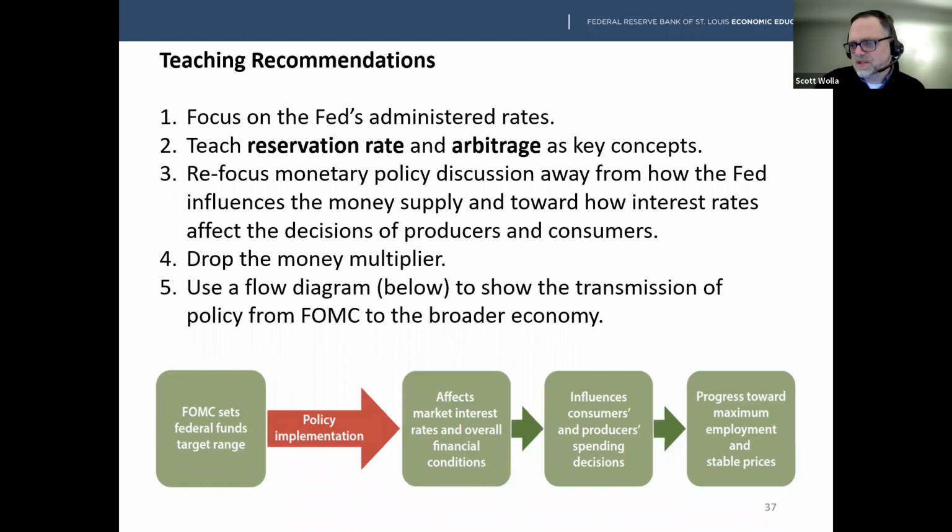Drop the multiplier and use a flow diagram. Now, if you're an AP teacher, the College Board is requiring AP teachers to teach both methods, right? So you have to teach the limited reserves, and you also have to teach the ample. If you're not an AP teacher and you teach this content, there's no reason to teach the old method, right? So I would quit teaching the stuff that hasn't been true for over a decade, and start teaching the new stuff, so your students are learning how the Fed actually conducts policy.